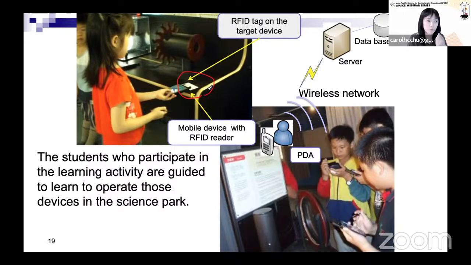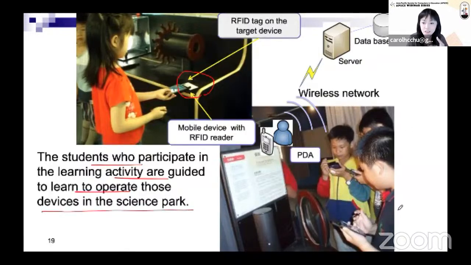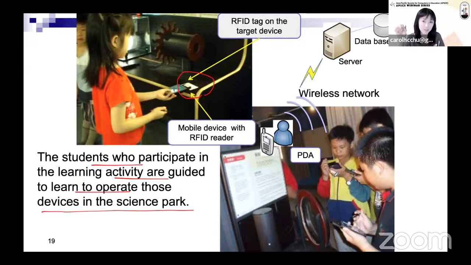After touching, wireless communication enables the communication between the mobile device and the computer server that executes the learning system. So the students are guided to learn those devices in the science park. You can see that the photo is very cute. The student is looking at it, studying, and the other classmates are watching what he chooses.